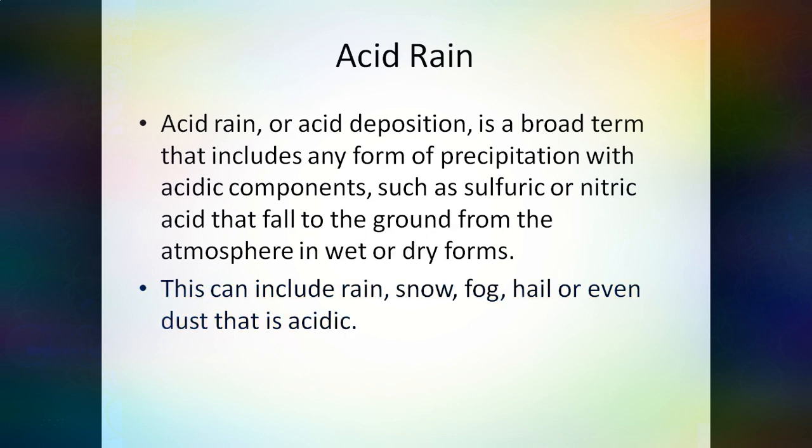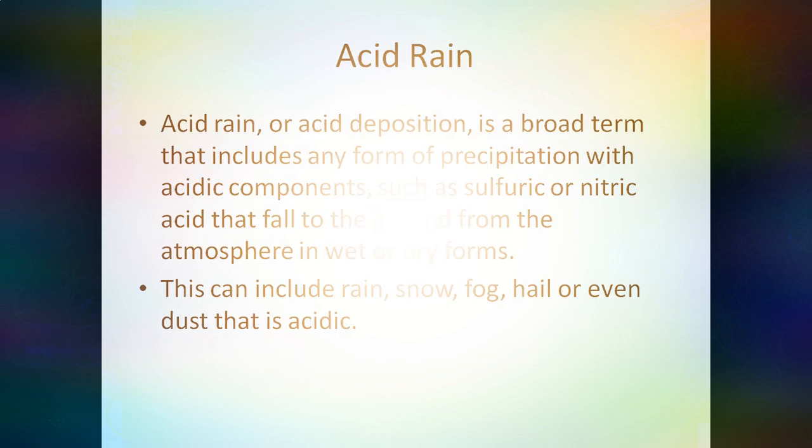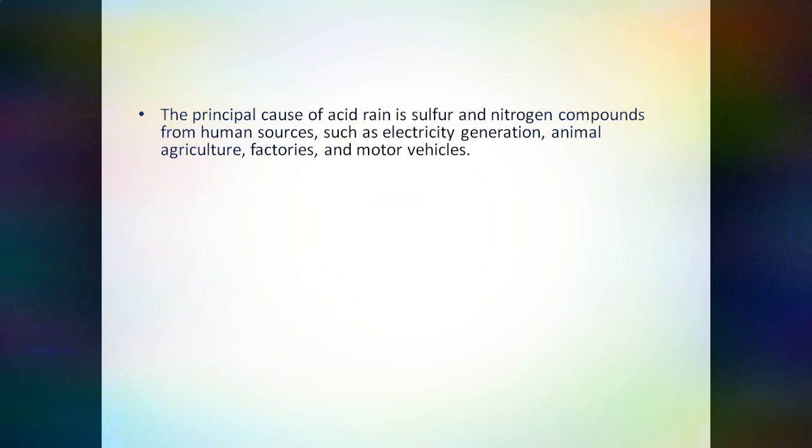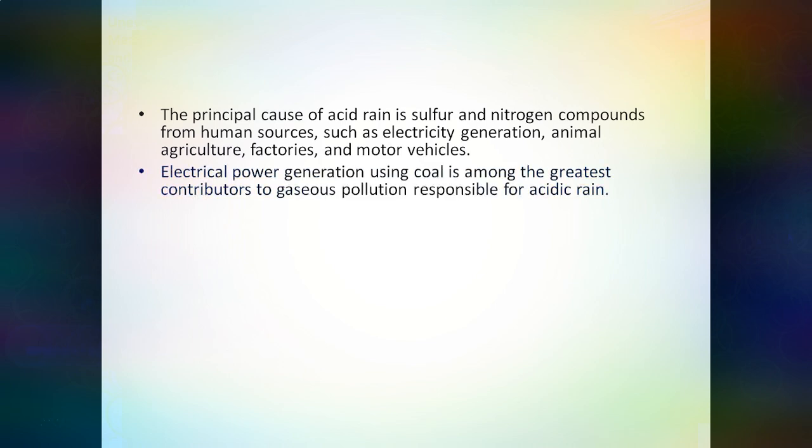So acid rain can include rain, snow, fog, hail, or even dust that is acidic. The principal cause of acid rain is sulfur and nitrogen compounds from human sources such as electricity generation, animal agriculture, factories, and motor vehicles. Electrical power generation using coal is among the greatest contributors to gaseous pollution responsible for acidic rain.